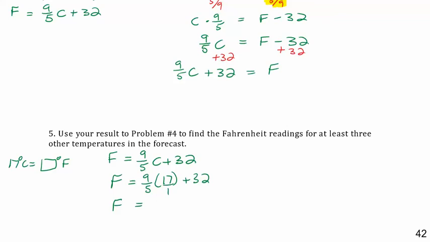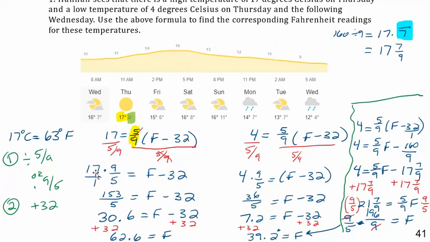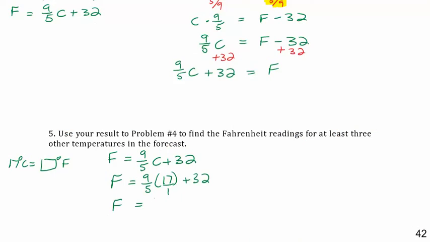So we're going to take 9 times 17, which we did basically over here, right? 9 times 17, we got 153 over 5. We're going to get the same thing. And then what did we do? We added 32 to both sides. Before, this formula already has that done for us. So this is 30.6 plus 32, and we get 62.6 degrees. All right, let me write it down here.